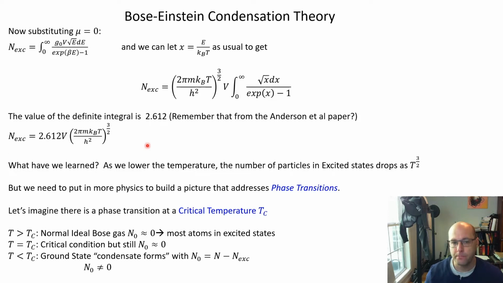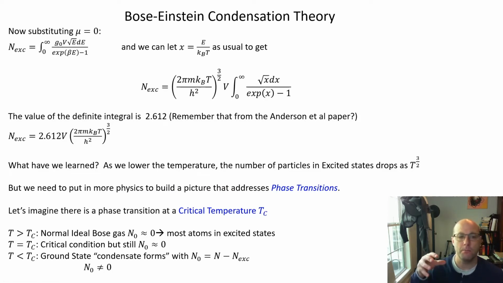So this is cool. It's basically telling you that as you raise the temperature, the number of bosons in high energy excited states is growing. It's growing as the 3/2 power of temperature, right? Alternately, you can say that as you lower the temperature, the number of excited states is dropping with the same power of temperature. And so if that's dropping, it means that the number of bosons in the ground state has to be growing, okay? And so we need to put in a little bit more of this physics to build up a picture that actually says what we mean by phase transition.